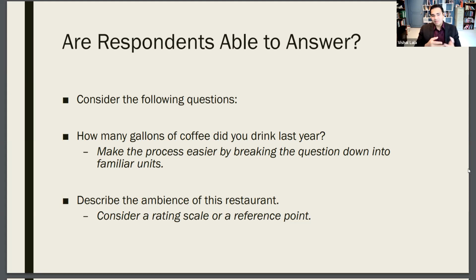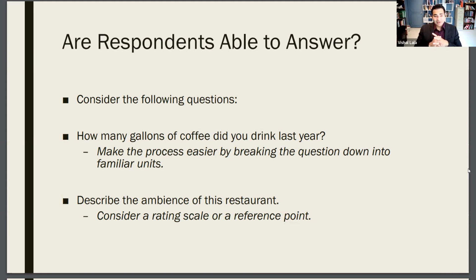So you can think about then breaking this question down into familiar units, like asking people about, well, how many cups of coffee did you drink in the past week? We can think in terms of cups, and thinking about the number of cups in a week or a day is easier than thinking about gallons of coffee in the last year.